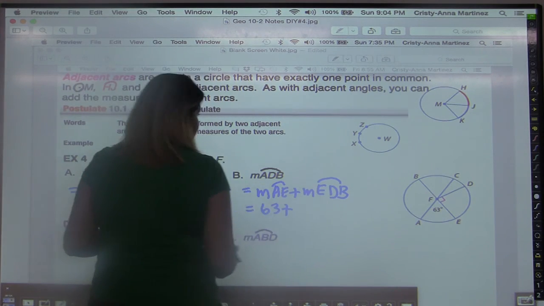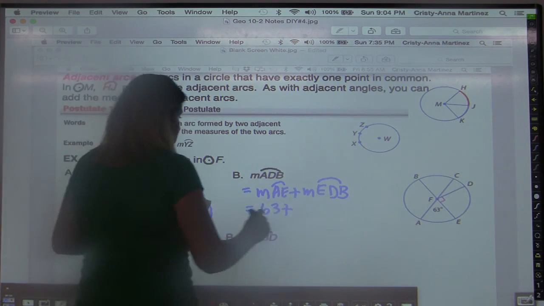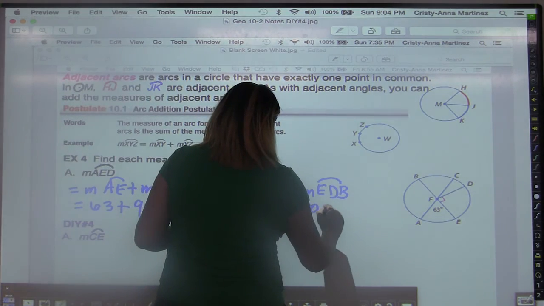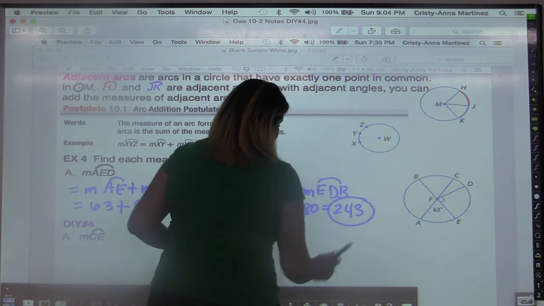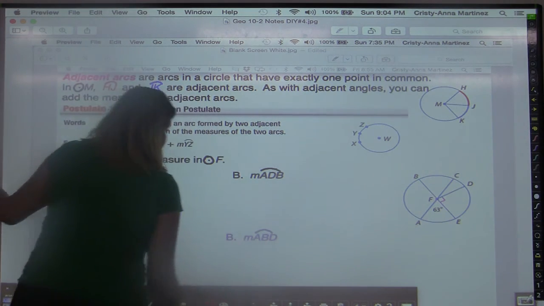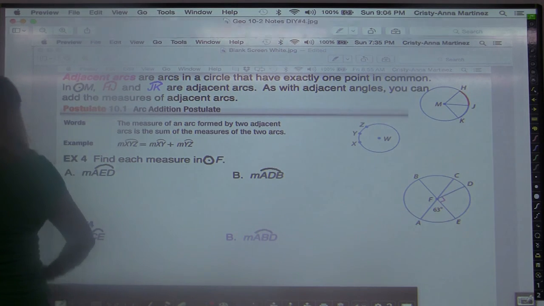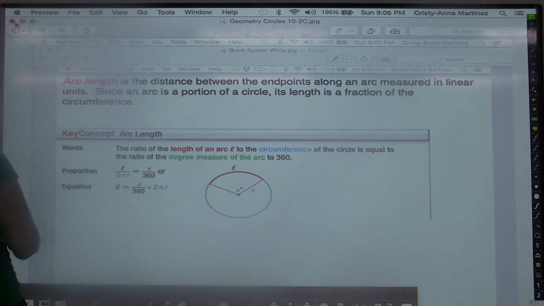And then I'm going to add my arc EDB, which I know is a semicircle. So we're just going to add 180, and then my total is going to be 243. Easy peasy. So now you can try to do it yourself number 4, and then we will go to our last concept and do it yourself question, and that would be arc length.